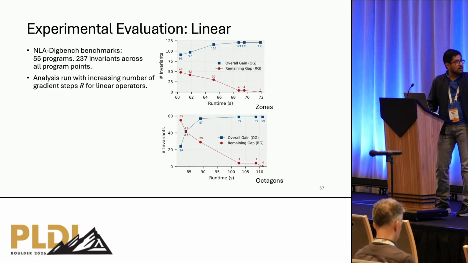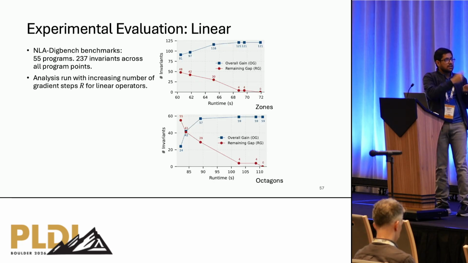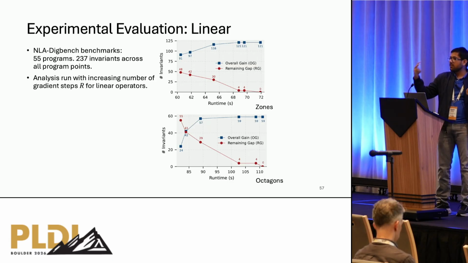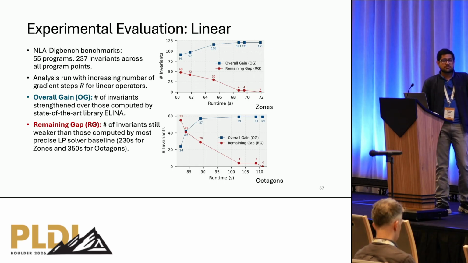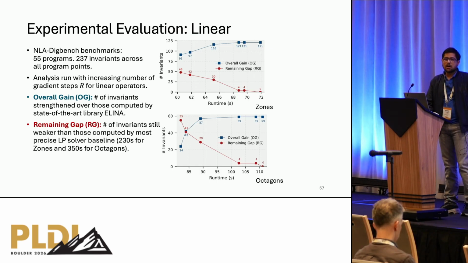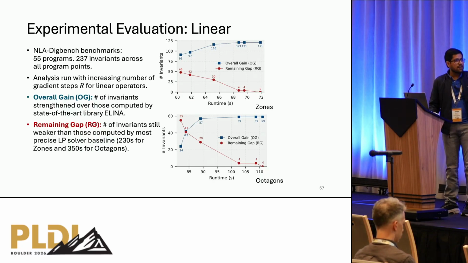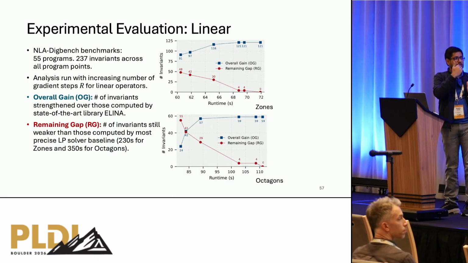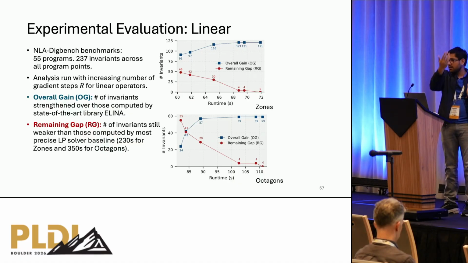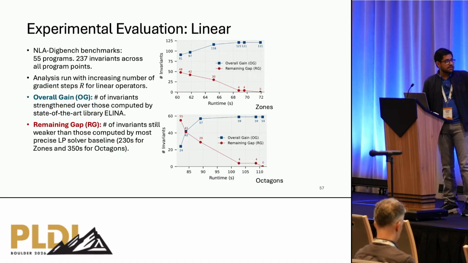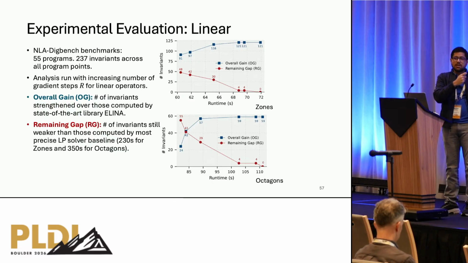So we run our evolving abstract transformers with an increasing number of gradient steps, and we evaluate two things. First, overall gain, this blue line. Overall gain is how many invariants got strengthened as compared to the baseline ELINA. And we can see here that as the number of steps increases, the number of invariants that get strengthened over the baseline increases.